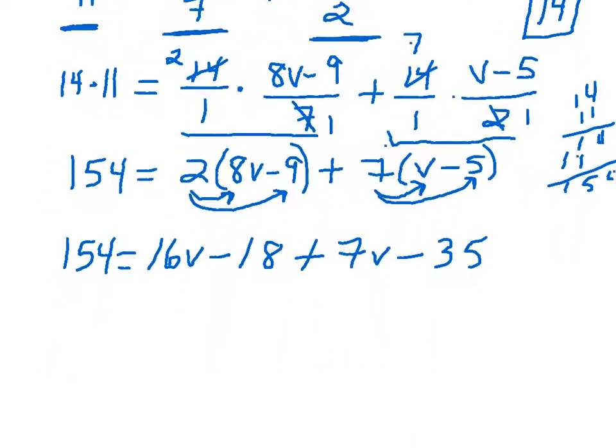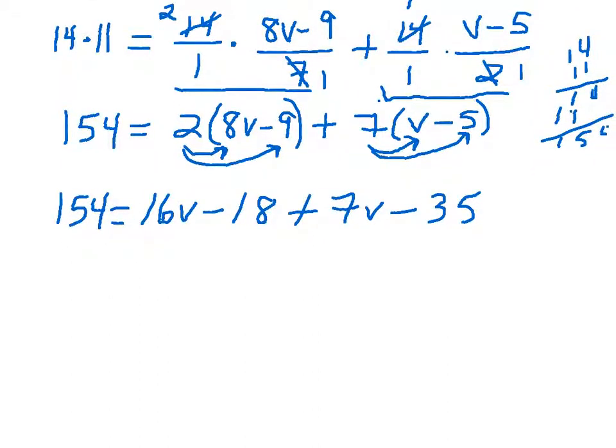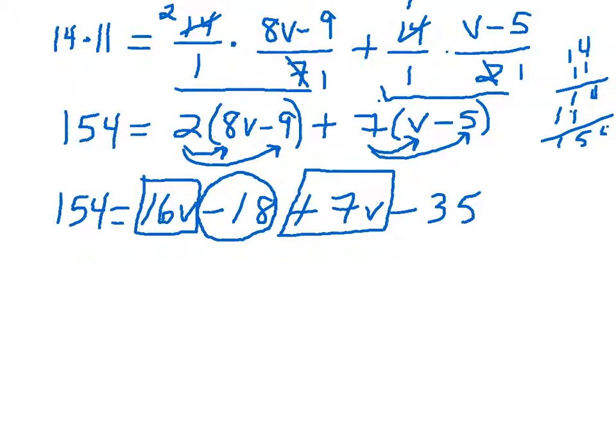I'll scroll that up a little bit. Now what we have is all this gobbledygook on the right hand side, just a lot of numbers and stuff going there. So what we want to do is see if there are any like terms. So my 16v can't combine with 18, but it can combine with the positive 7v. Notice that I'm incorporating the plus sign in front of it because they're married together. The other numbers that I need to combine are the negative 18, I'll put that in a circle, with the negative 35.